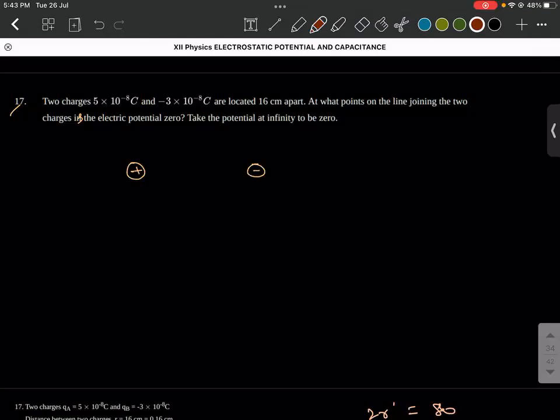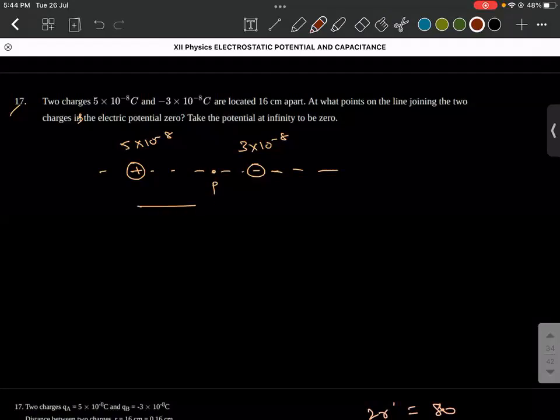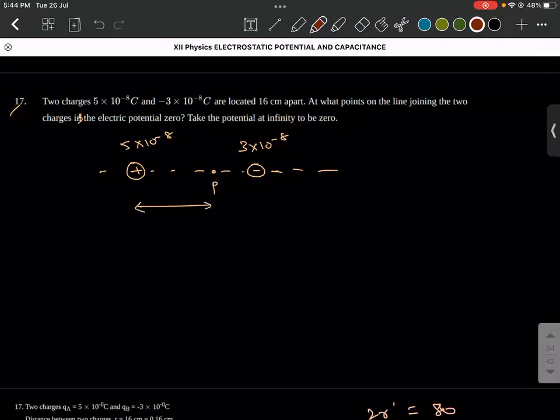So before that, if you have this kind of a problem, the null point will be closer to which charge? The null point will be closer to the charge with the smaller magnitude. So here it is 3 into 10 power minus 8. Here it is 5 into 10 power minus 8. If I take the point P here, the distance of separation between them is given as 16. So if I take this to be R, this is going to be 16 minus R.